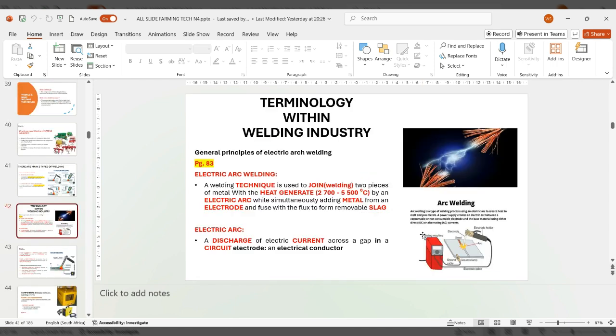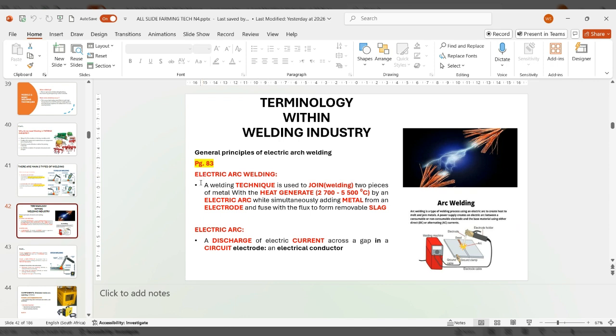Now let's look at the terminologies involved in the welding industry. We are going to start with electrical arc welding and use its terminologies. In this welding we are using electricity. How does this welding occur? What is electrical arc welding?